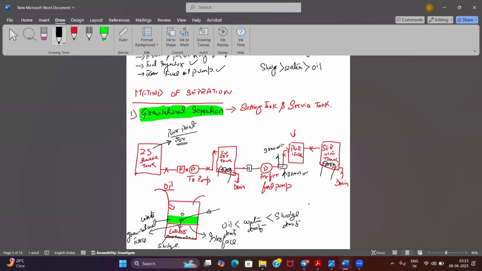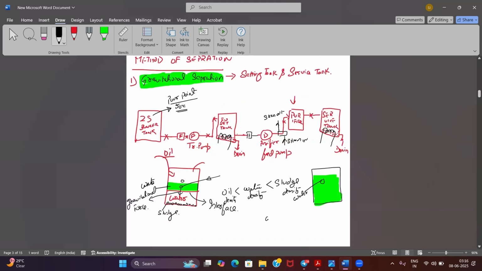Now, what happens is, suppose I have a tank which is completely filled with oil. For example, it is a fuel oil settling tank. Suppose I have one molecule of water content in it. This water molecule obviously has higher density than the oil. I discussed that the density of water will be higher as compared to the density of oil.